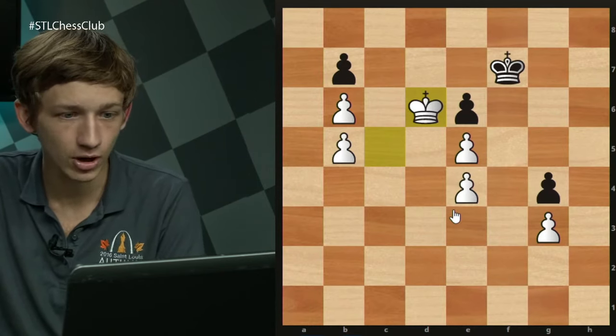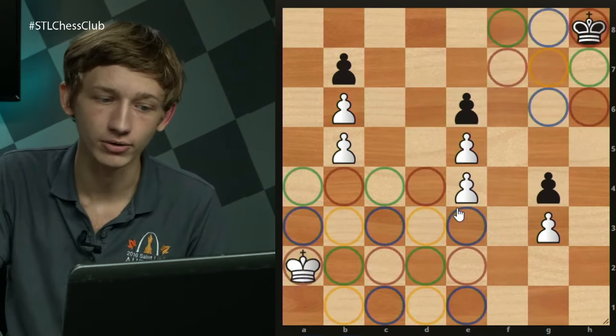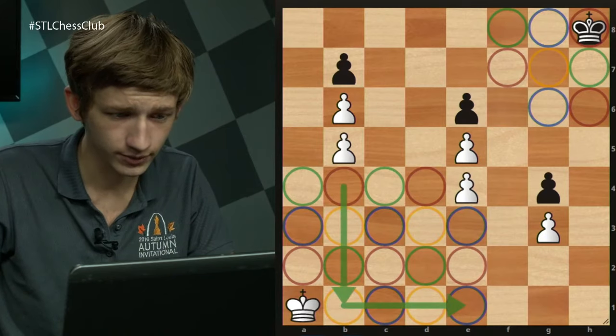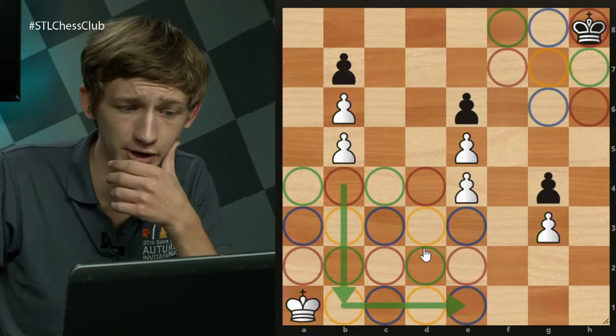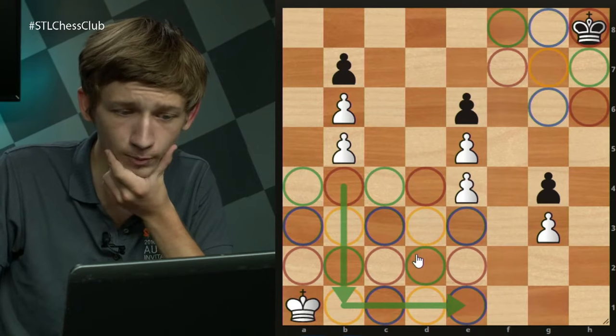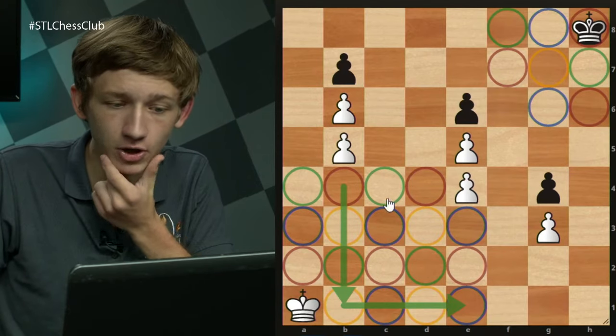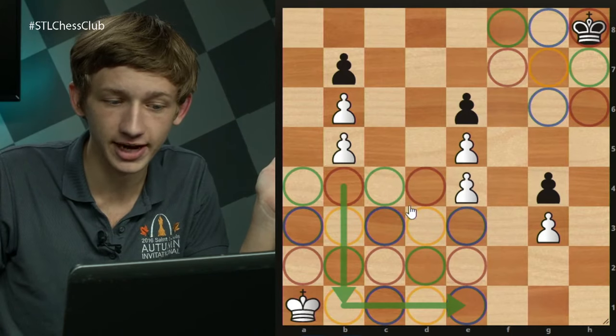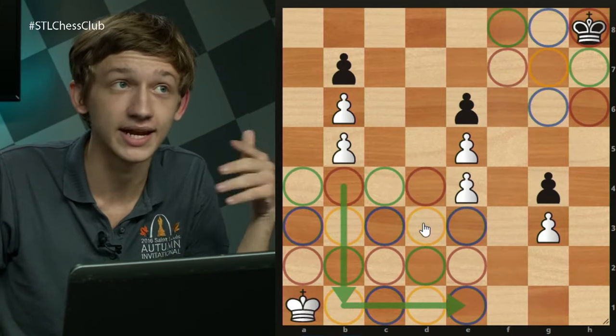Isn't king c2 also linked with f8? So no. Let's step back to our initial position here and ignore those squares. Focus on the main square here. These eight squares are all unique. Remember, I could only draw them in four colors because that's all the colors I have, but these are all unique. It's an eight square system.